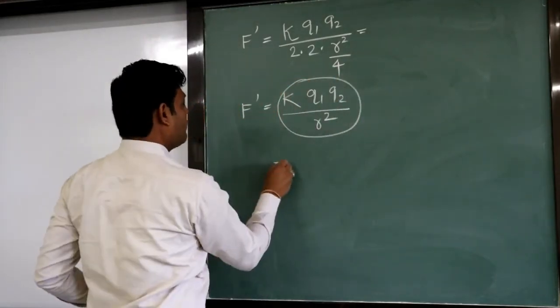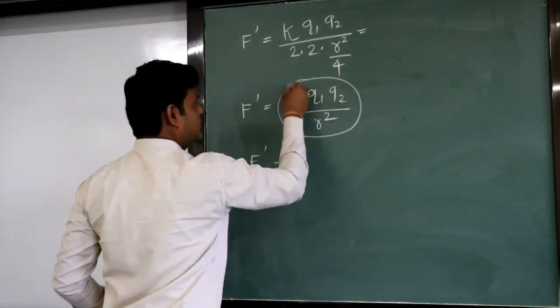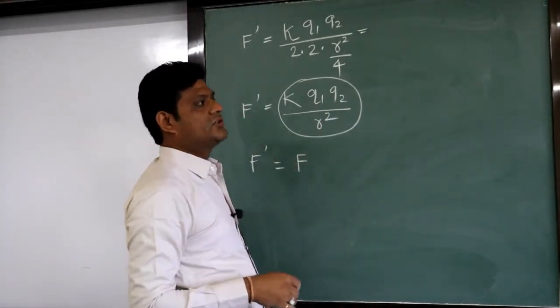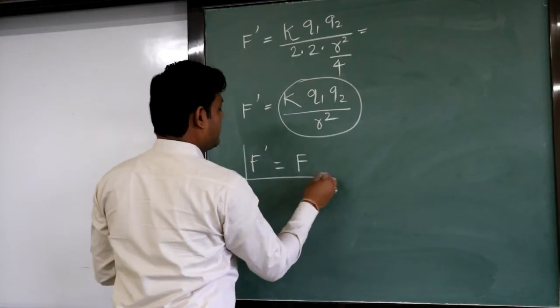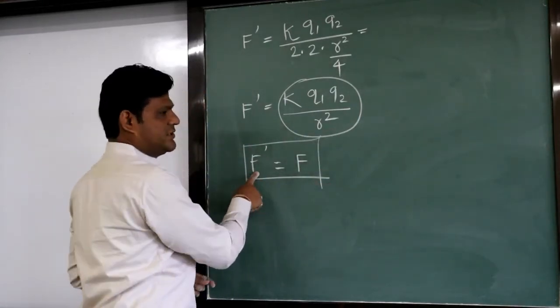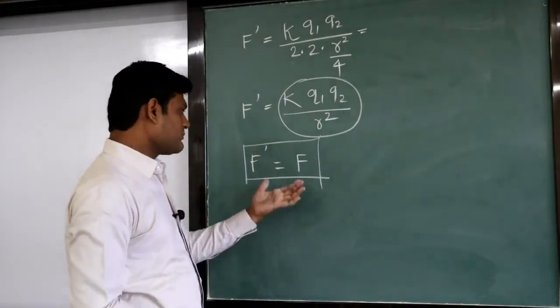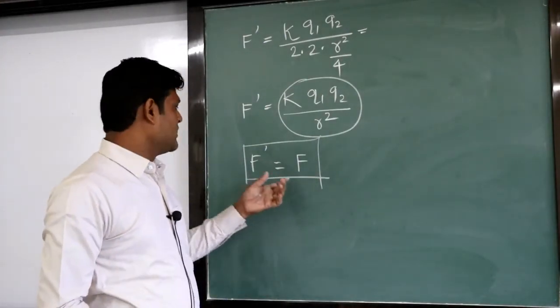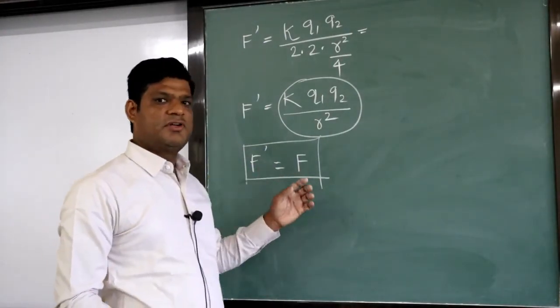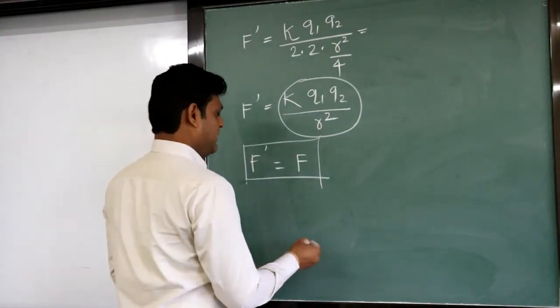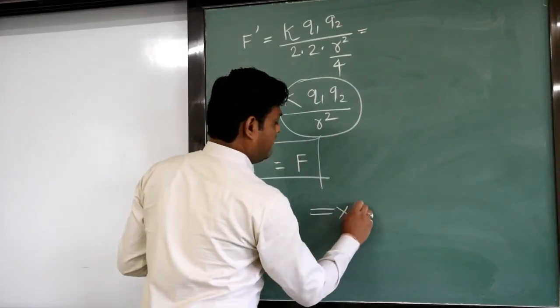And we know that what is this? F dash equal to, this is known as the F, that is case number 1 we have already solved, right? So what we concluded here: F dash becomes F after the separation, or in the case number 2 the new force and original force were the same, right? So this is the numerical example number 1.4.